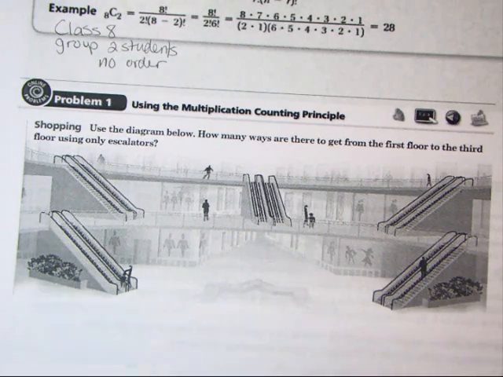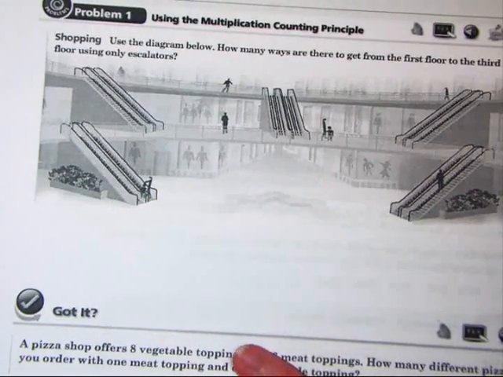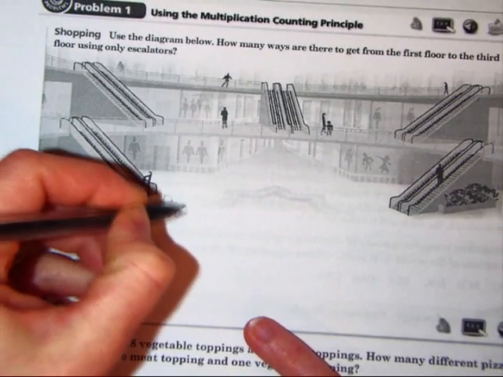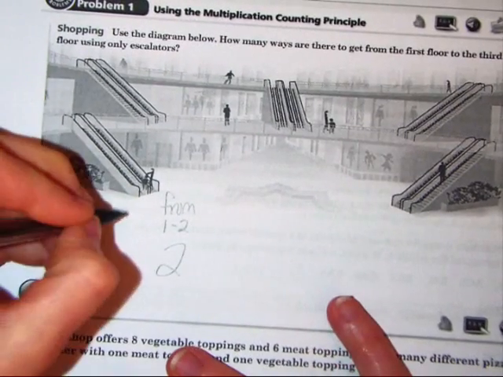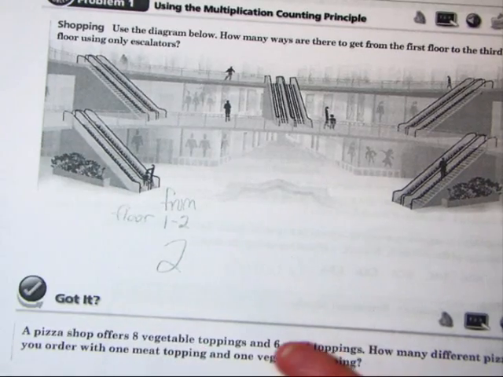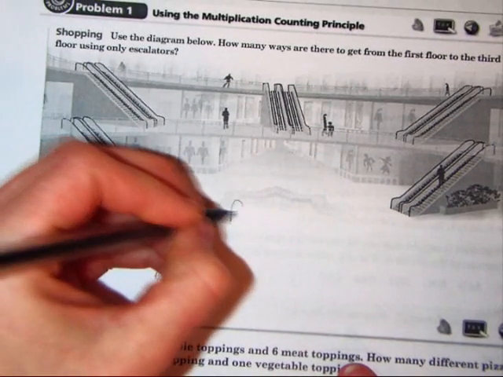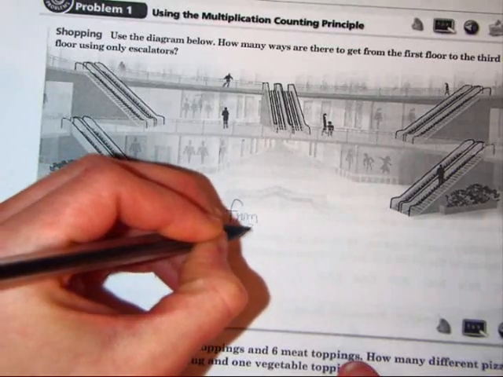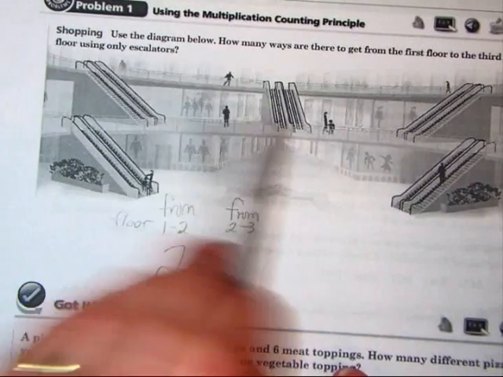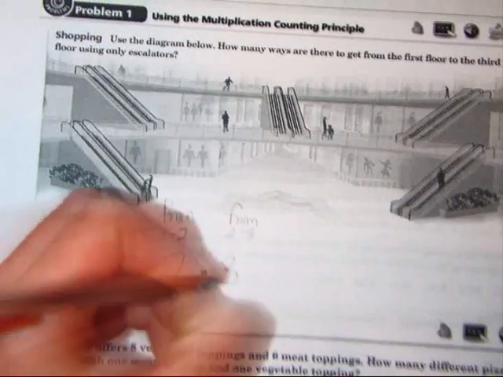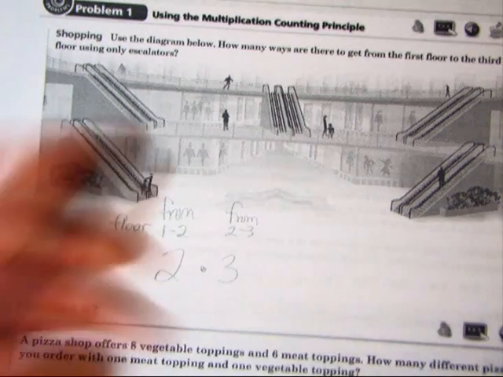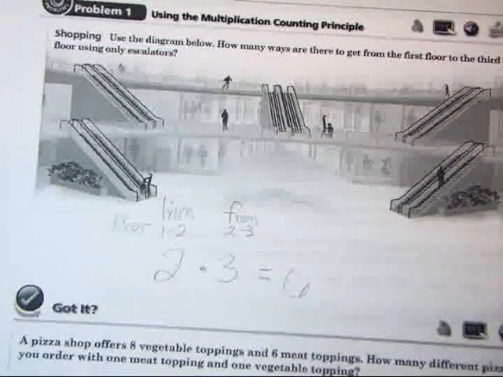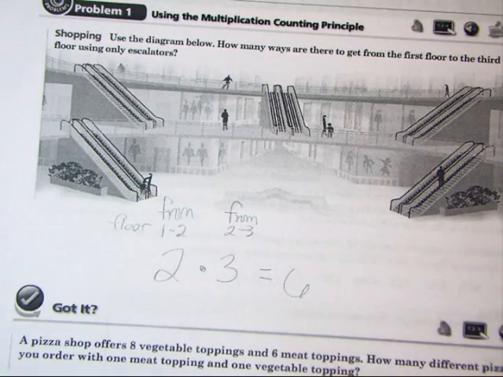All right. Hopefully you considered that you have to get from the 1st floor to the 2nd floor. To get from floor 1 to floor 2, there are 2 options. Now, in order to get from floor 2 to floor 3, you should notice that there are 1, 2, 3 options. So how many different ways are there to go up to the 3rd floor using escalators only? 2 times 3 makes 6. If you need to write them all out, then do so. Moving on.